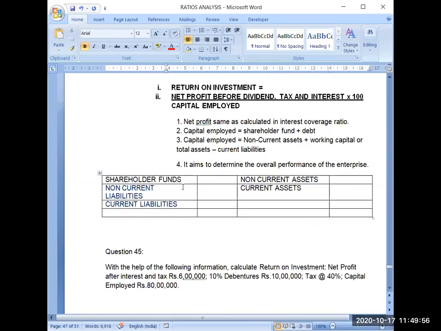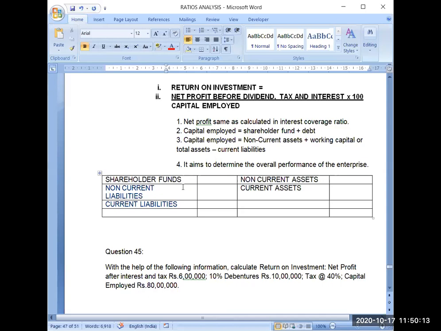Now coming to the last ratio, that is return on investment, ROI. In short, we call it ROI, return on investment. And the formula will be net profit before dividend, tax and interest multiplied by 100 upon capital employed.